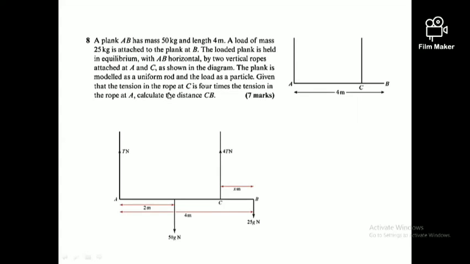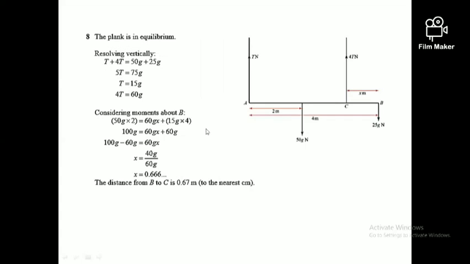The question requests: calculate the distance from C to B, that is, from which length you have to keep this rod to keep such equilibrium. Then I'll consider the upward forces equal to the downward forces. What are the upward forces? T and 4T equal the downward forces 50G and 25G. With that, 5T equals 75G, T equals 15G. With that, the tension over here is 15G and here the tension would be 60G.